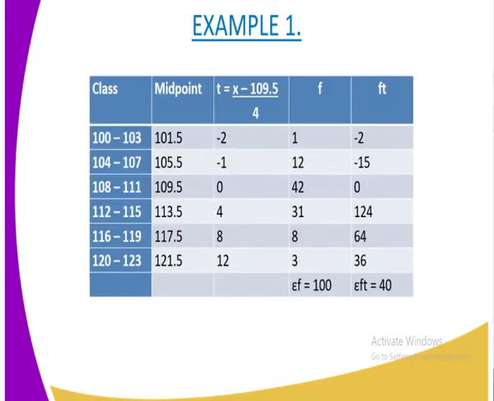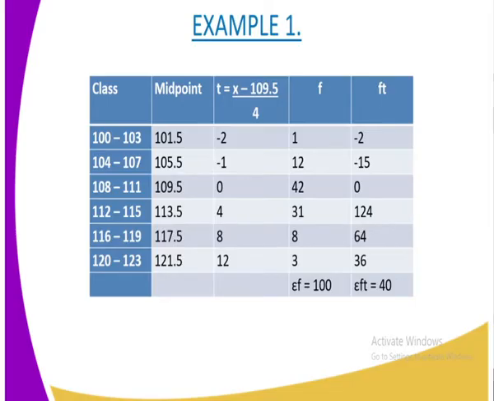This is now our example 1, whereby you can see we have several columns and rows, and in our first column we have our class. We have our class from 100 to 103, whereby the midpoint is 101.5. To get the midpoint, you just get 100, add 103, then divide by 2. That is how you get the midpoints. So to get 101.5, we have taken 100 plus 103, then divided by 2.